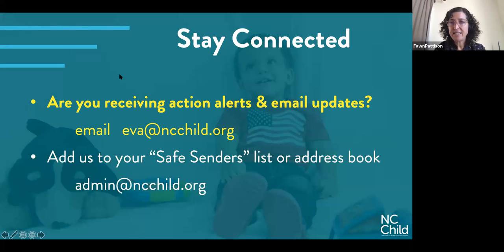To stay connected, and this is important for all of these things, lower and higher impact, hopefully you're getting our action alerts and email updates, but if you're not, email my coworker Eva to make sure that you're on our email list. We could be going to your junk folder. So make sure that admin@ncchild.org is the address that we pretty much send out everything from. So sorry, my dog is barking. Put it in your address list, put it in your safe senders list so that you make sure you get those emails from us. Hopefully you do.